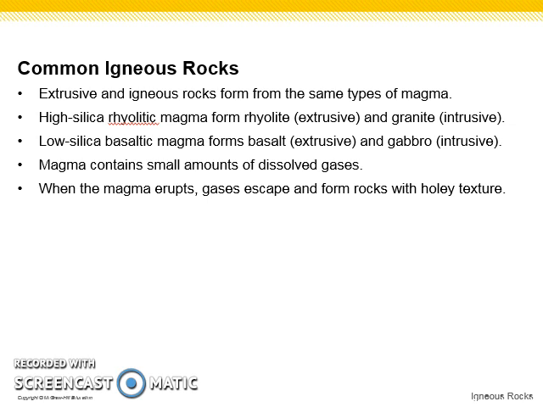So some common igneous rocks you need to know about. Extrusive and intrusive igneous rocks form from the same types of magma. High silica rhyolitic magma forms rhyolite, extrusive, and granite, intrusive. Low silica basaltic magma forms basalt, extrusive, and gabbro, intrusive. Magma contains small amounts of dissolved gases. When the magma erupts, gases escape and form rocks with a holey texture.